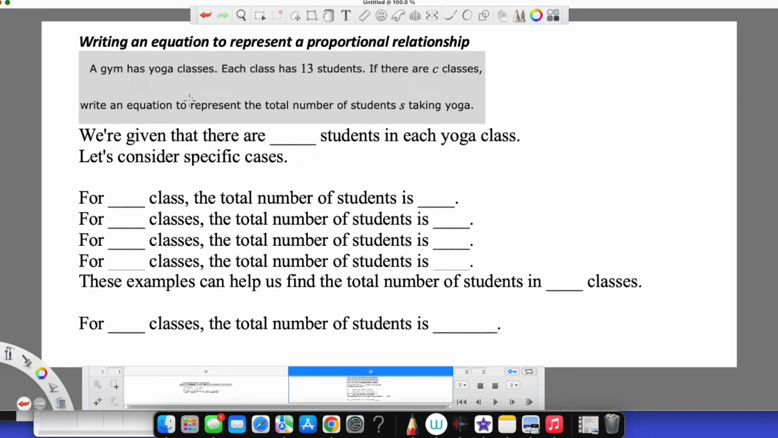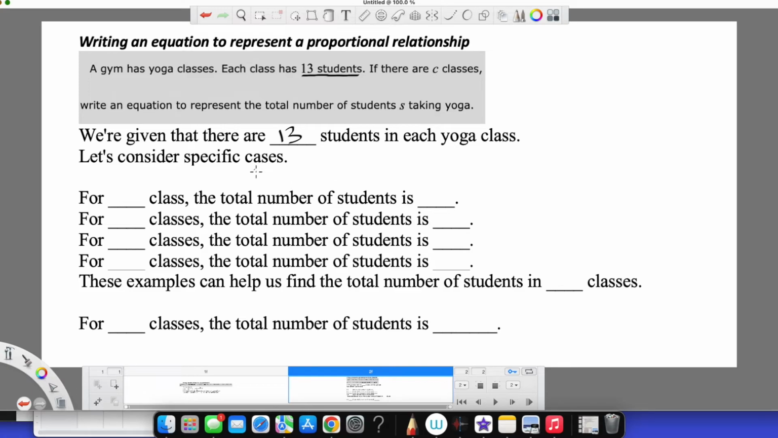So the next one here, we have a proportional relationship. A gym has a yoga class. Each class has 13 students. If there are C classes, write an equation to represent the total number of students, S, taking yoga. So in this case, we just need to think about what we are being told. We know there's yoga classes, and I know there's 13 students in each yoga class.